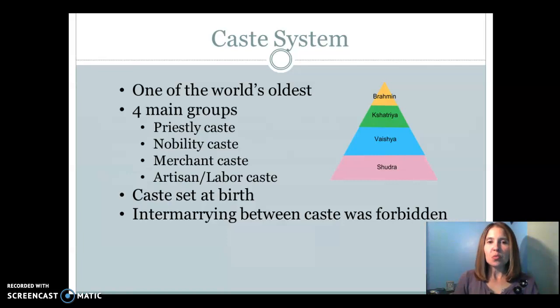India's caste system is one of the world's oldest. The Indian people were divided into four groups, with the priestly caste on top, followed by the nobility, then the merchants, and at the bottom were the artists and the laborers. People were unable to move to a different caste group as they were born into a certain caste group at birth. And intermarriage between the caste groups was strictly forbidden.